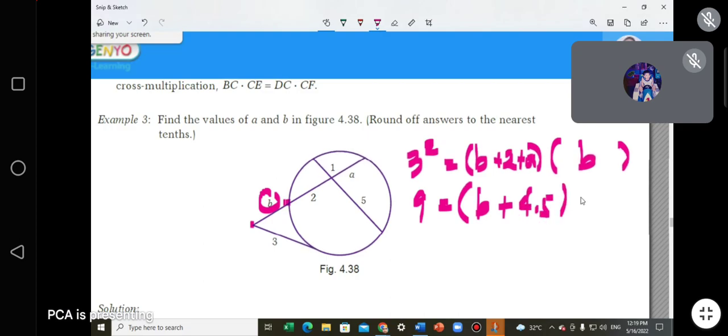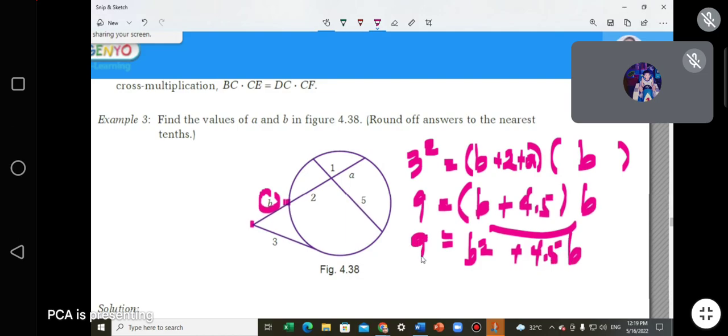And then this one is a B there, no? Okay, you can write it like that. Okay. So, what happens now? Multiplication, distributive, no? B times B is of course a B squared. And then 4.5 times B, of course, a 4.5B. And then this one is a 9.